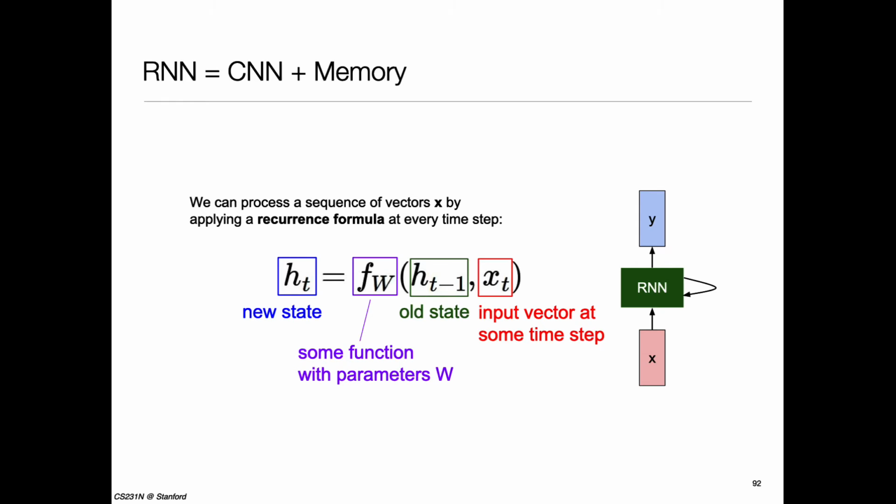But for us, what matters is that an RNN is basically a CNN plus memory. That's the general concept.